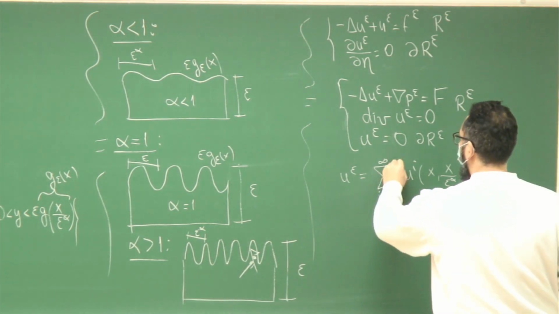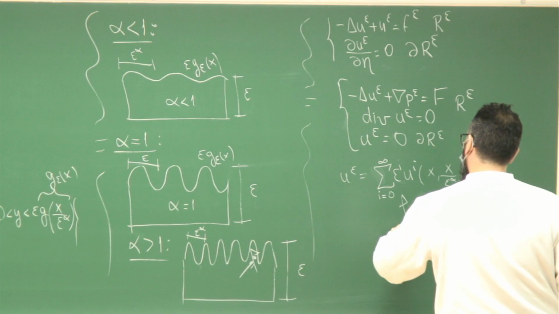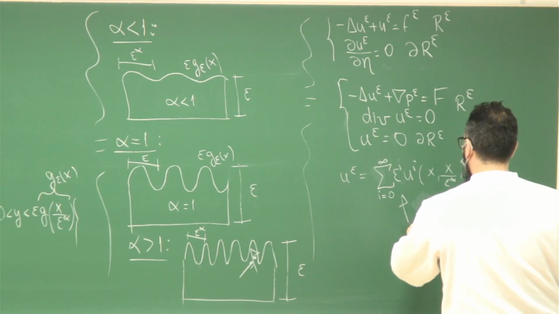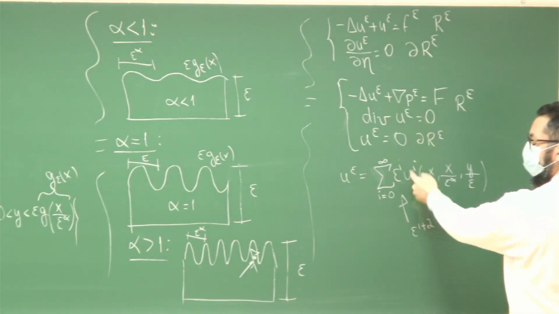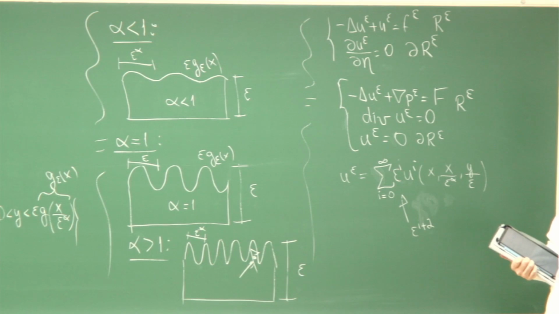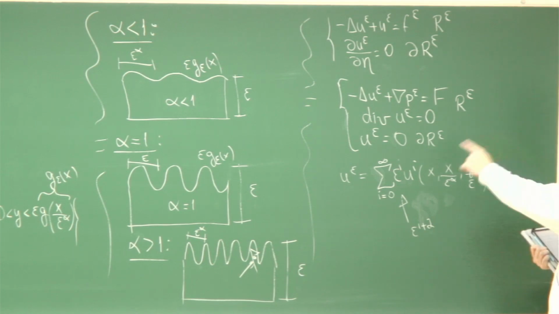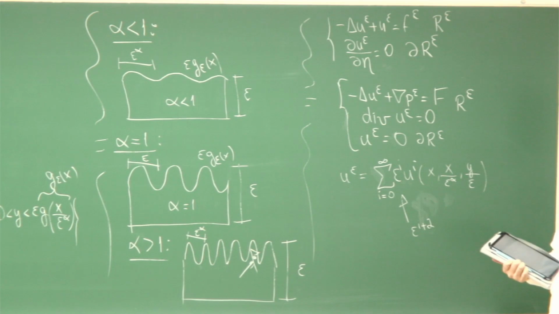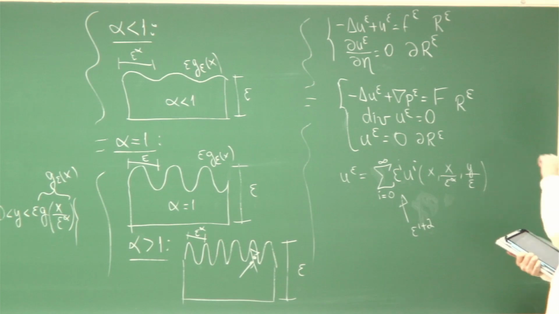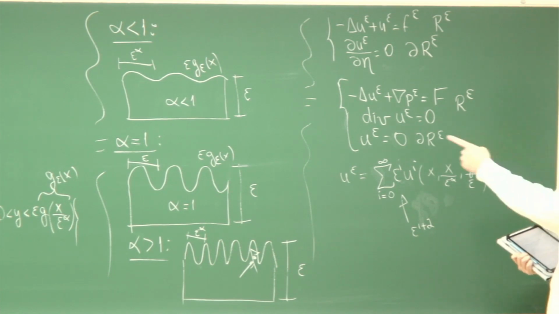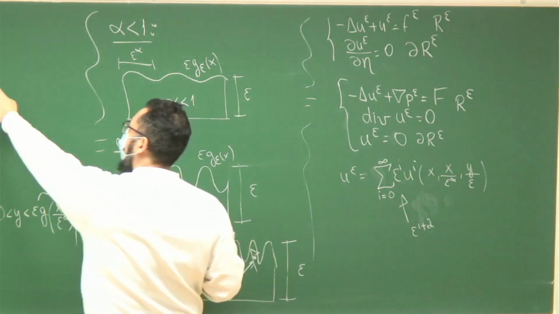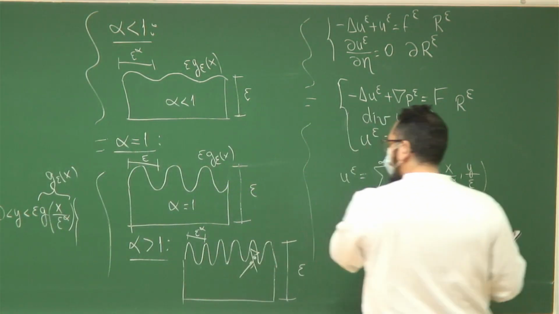What changes is the power of epsilon, which you will usually start at 2 for the velocity. The pressure is like this. And so usually you do this: find the formal limiting problem, and then try to prove the rigorous result through error estimates, right? In our method, the one which I'm most used to, it's not like this.